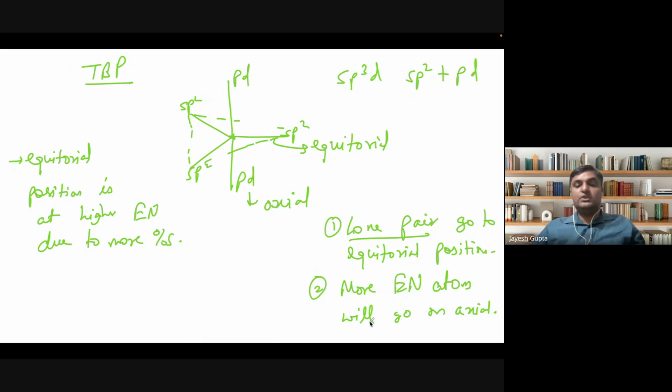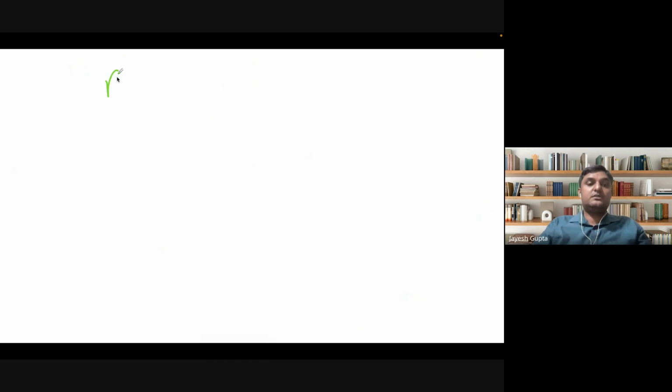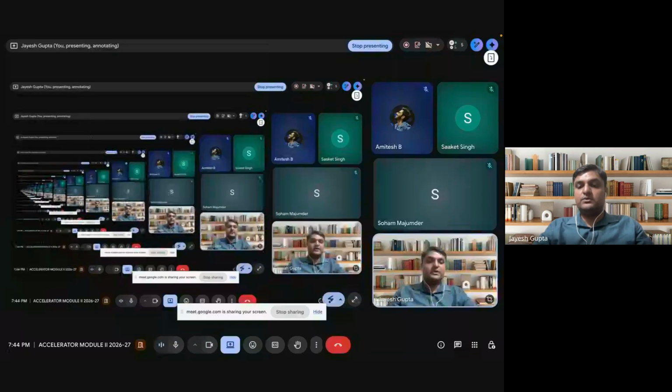Now, based on these rules I have told, please draw the structure for PCl3F2, and then tell me how you have drawn the structure. I'm giving you 3-4 minutes. You can draw in 3-4 minutes.